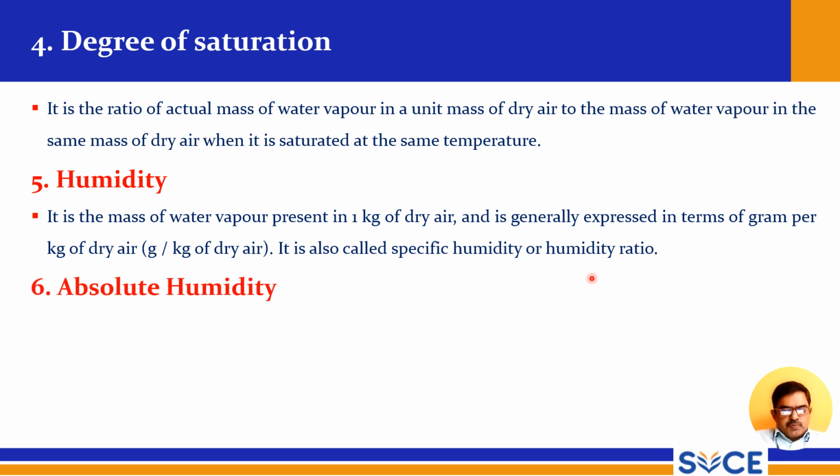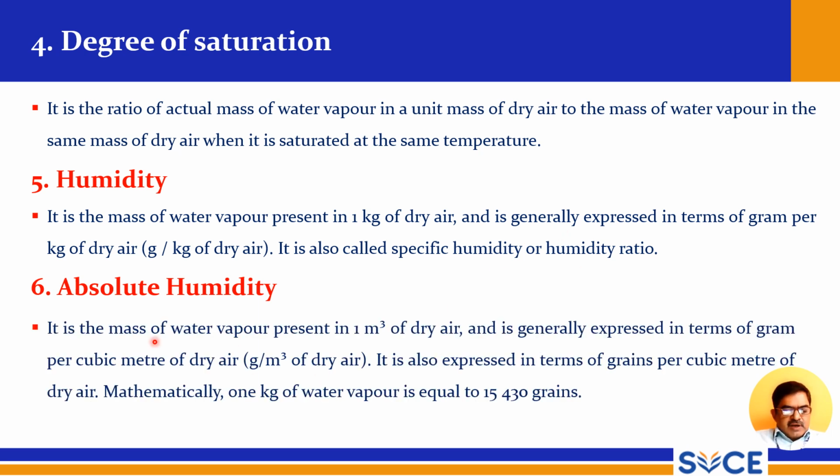So absolute humidity is the mass of water vapor present in 1 meter cube of dry air. So in terms of volume we are talking here, and it is generally expressed in terms of gram per cubic meter of dry air. So gram per meter cube.